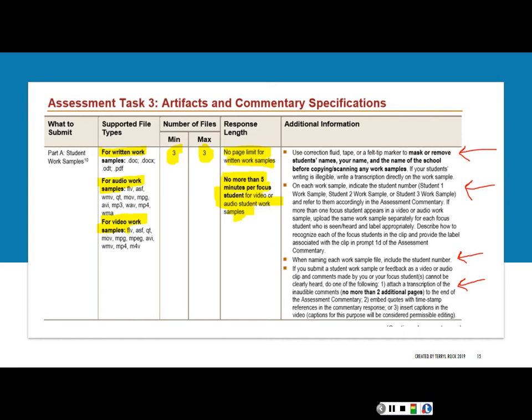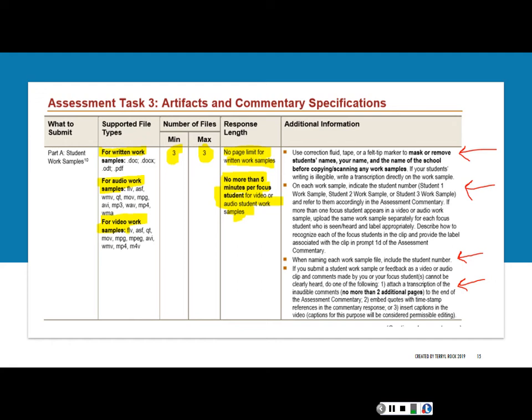If they've got several pages in their work sample, it's still one work sample. But you can't put a bunch of students on one work sample, just one student per work sample. You'll want to take correction fluid or a piece of paper or a marker to mark out their name. And what a lot of people do is take a piece of paper that says Focus Student A and lay it on top of where the student wrote their name. And then they scan it that way.